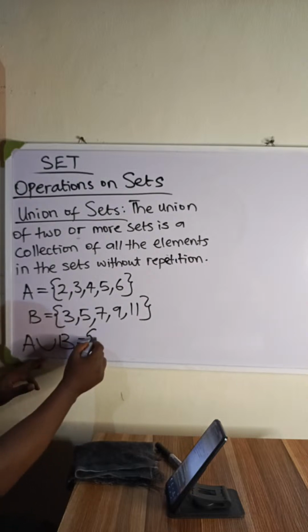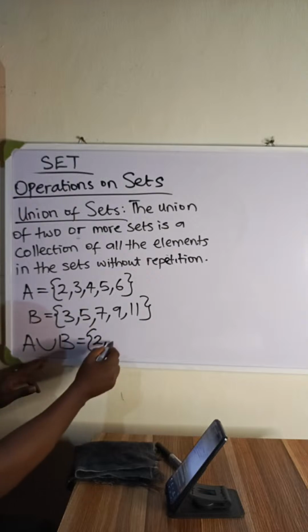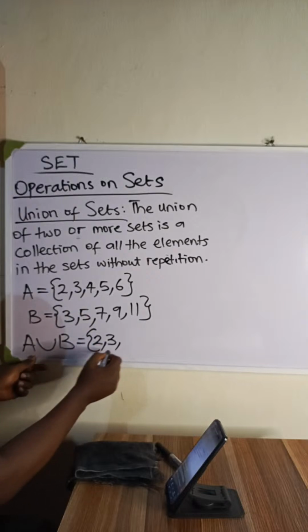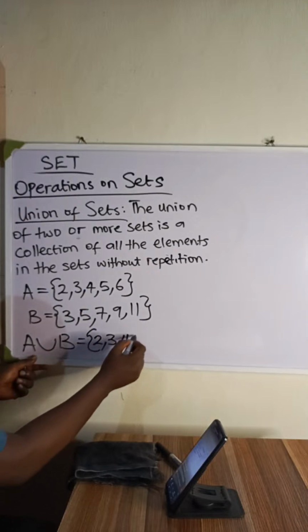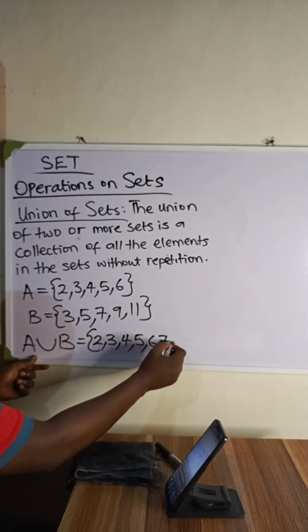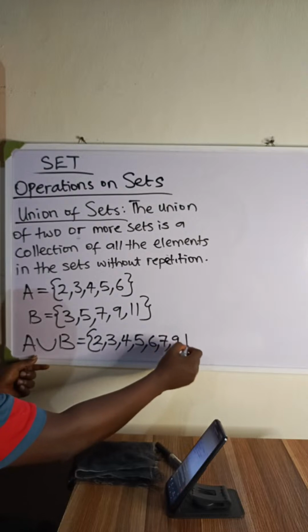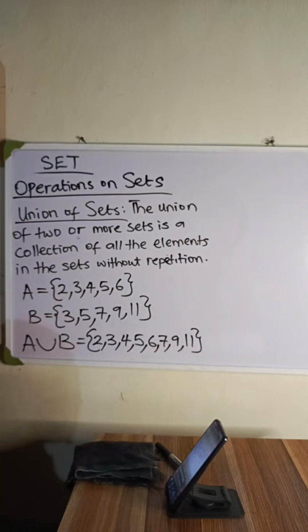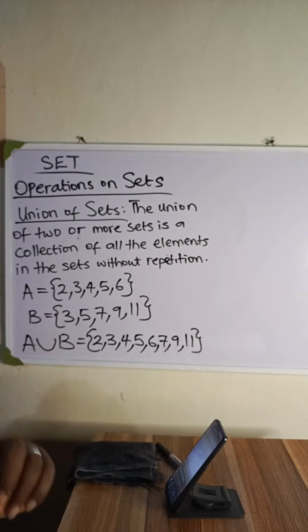So 2 appears, so we have 2. 3 appears, so we have 3. 4 appears, 5 appears, 6 appears, 7 appears, 9 appears, and 11 appears. So each of the elements that can be found in at least one of the two sets is written down. Okay.